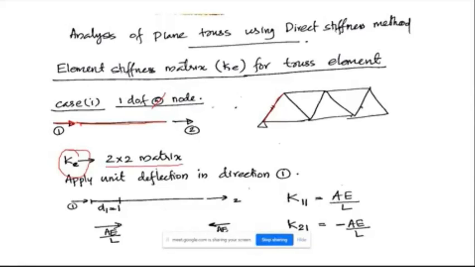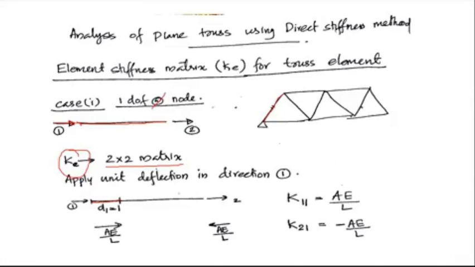From first principles, or by using the physical approach, you can find the Ke matrix. How will you find it? You have to apply D1 is equal to 1, so in direction 1 you apply unit displacement and find the forces in directions 1 and 2. Similarly, you may apply unit displacement in direction 2, then find the forces in directions 1 and 2.